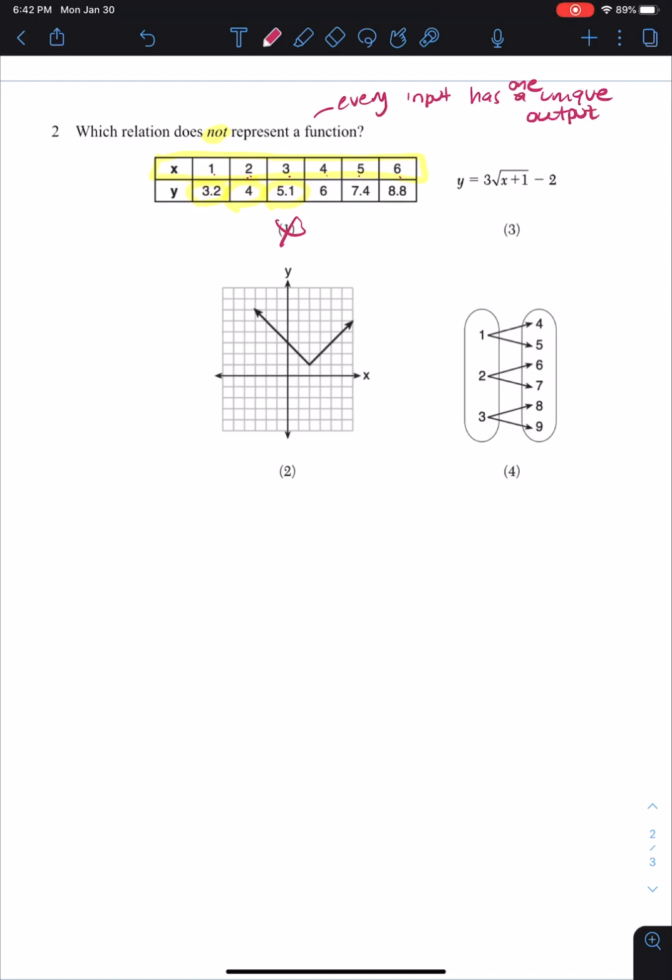All right, let's look at option 2 next. Option 2 passes the vertical line test for every input. So if we draw a vertical line for every input, there is uniquely only one output. So we're not going to pick option 2 because it passes the vertical line test.